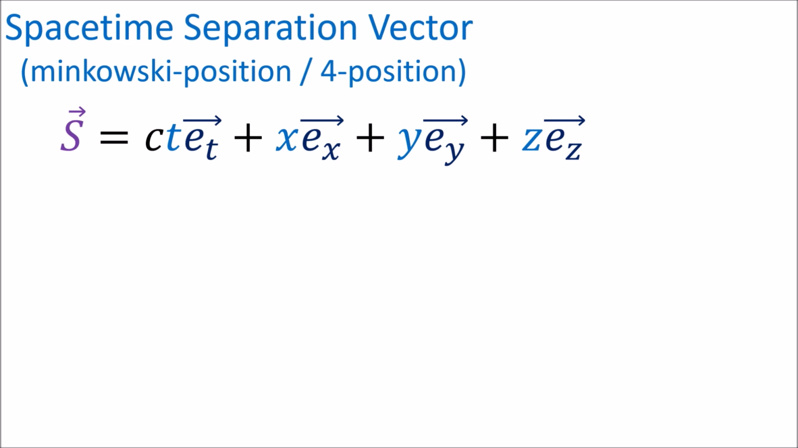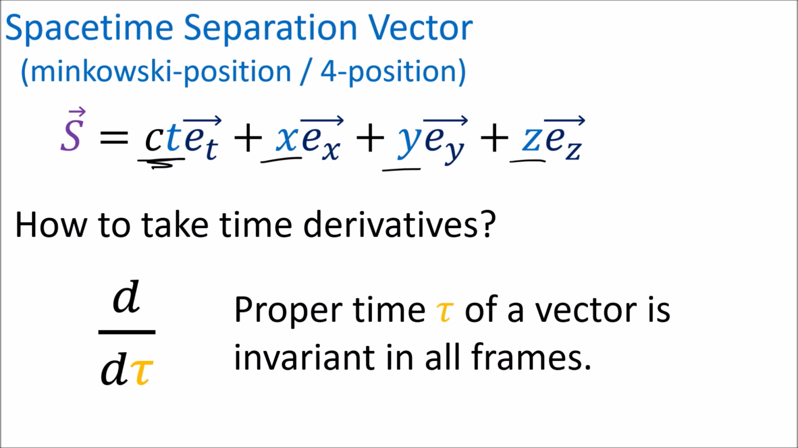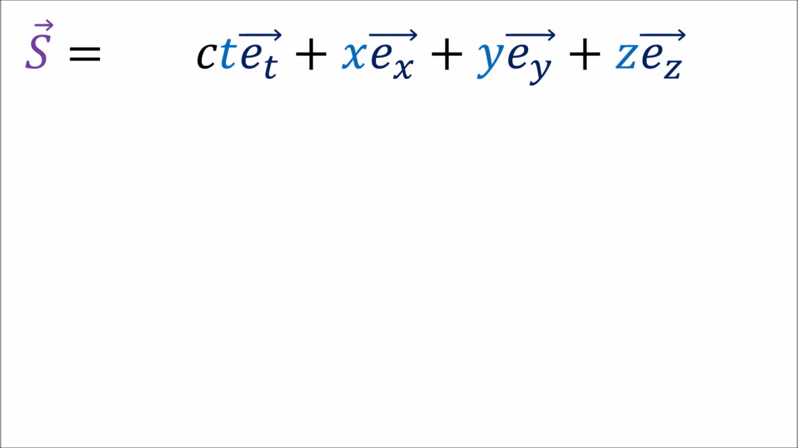Now, our starting point for all these Minkowski vectors is the 4-position big S, which gives us the position of an event in spacetime relative to the origin. Big S has 1 time component, ct, and 3 space components, x, y, z. We can get the 4 velocity, big U, by taking the derivative of 4 position with respect to proper time tau. To calculate this, we expand big S into its components.